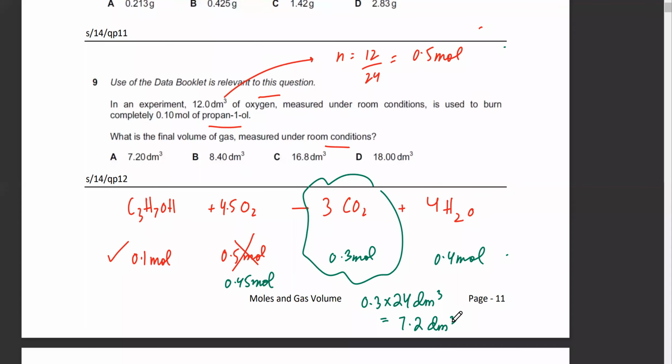So you get 7.2 dm cube. Water is not a gas at room temperature, so that's out of the question. What other gas would be present in the mixture? What would be the final volume of gas? Would it only have carbon dioxide? Would it have something else as well?